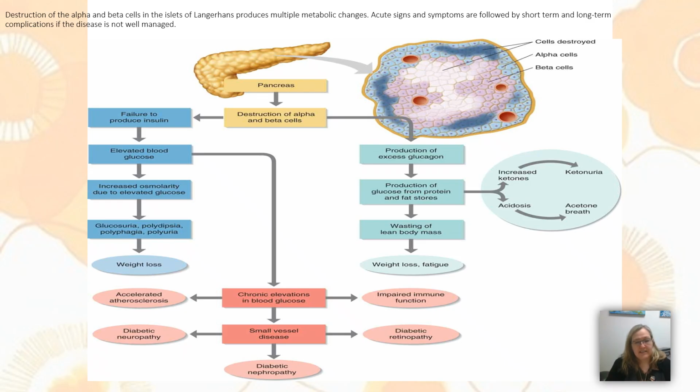With chronic glucose elevations, you have an increased risk of atherosclerosis. So these children are going to have to watch their diet to prevent cardiac disease later in life because they're at a much higher risk. And then they have small vessel disease, which is narrowing of the vasculature in the smaller vessels, and this leads to diabetic neuropathy.